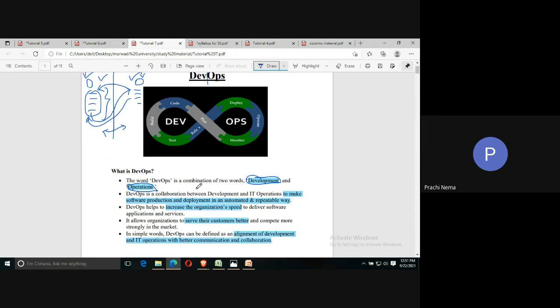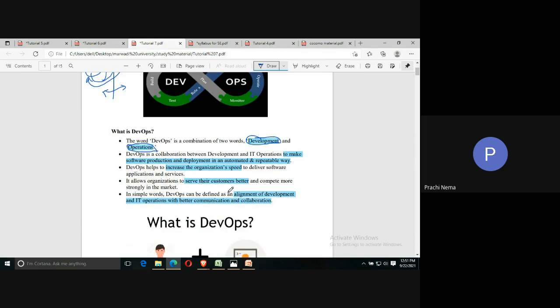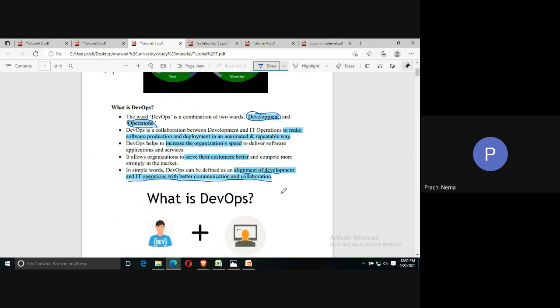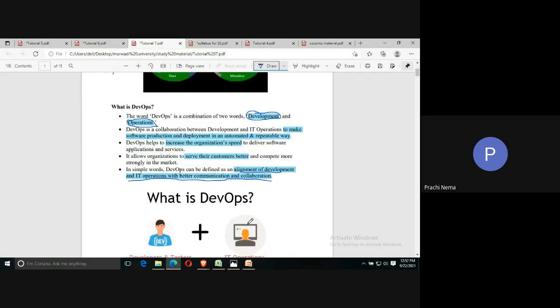Instead of the traditional way where the development team used to work separately and the operation team used to work separately, what does DevOps do? It is basically an alignment of development and IT operation with better communication and collaboration. So these two teams, developers and testers, work together with the IT operation team so as to speed up the process, to serve the customers better, to increase the organization's speed, and to make software production and deployment in an automated and repeatable way.